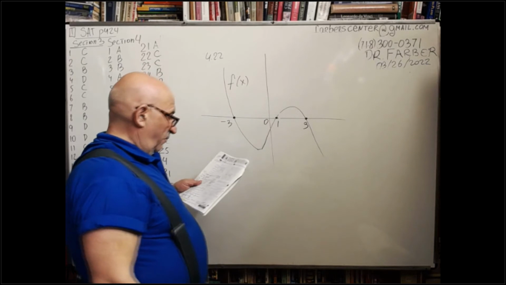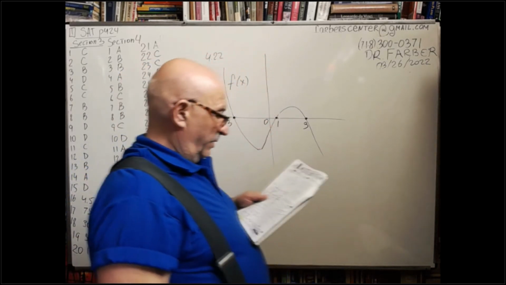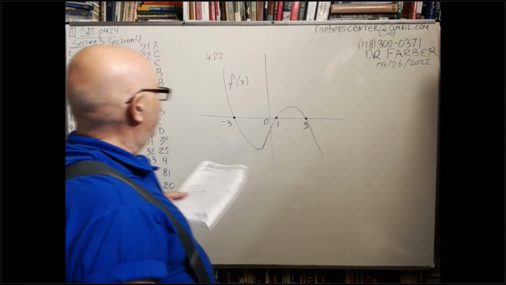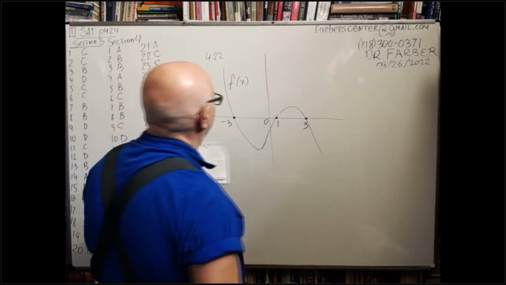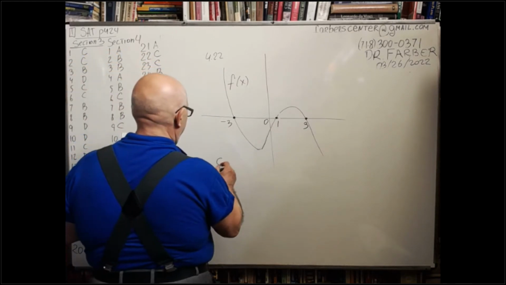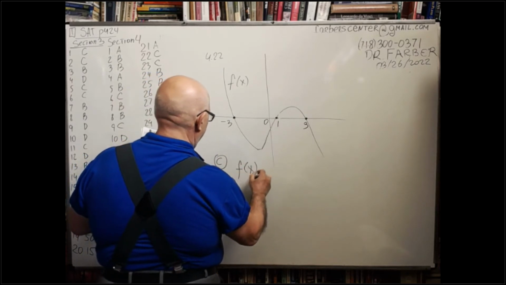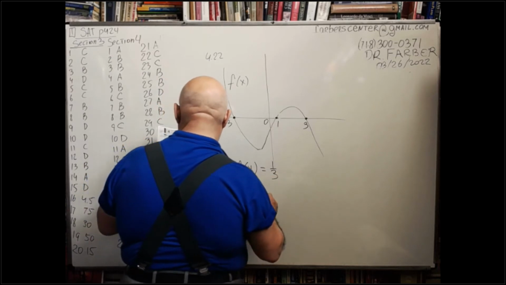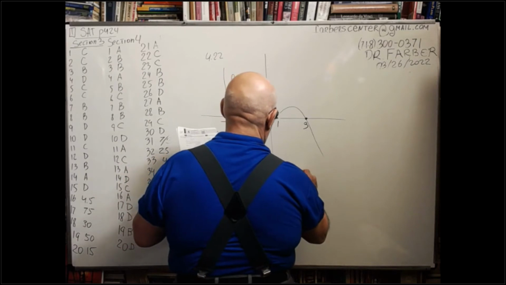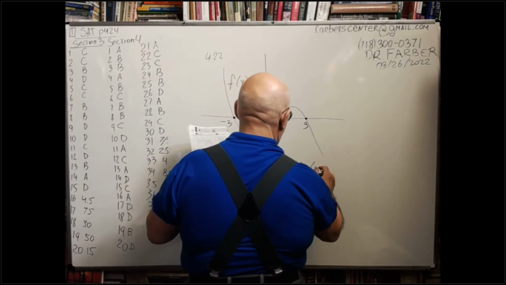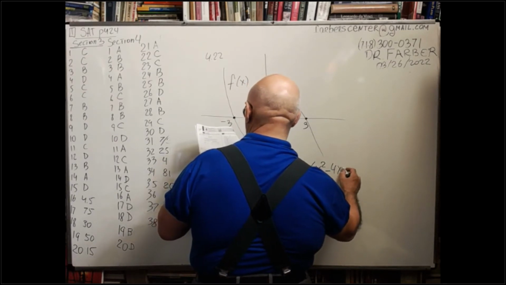Which of the following functions could represent the graph shown? Well, look at this. Since you know the roots of this function, I give this C as the answer, and you can do it with any of these. F of x equals 1 over 3 times x plus 3 times x squared minus 4x plus 3.